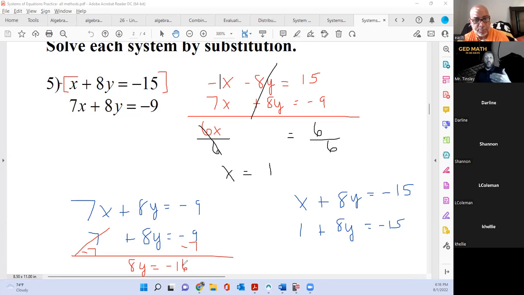Again, this is a simple one-step algebraic equation. To get y by itself, we need to divide by what?